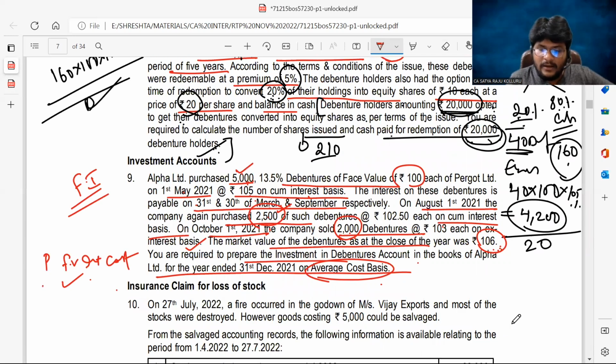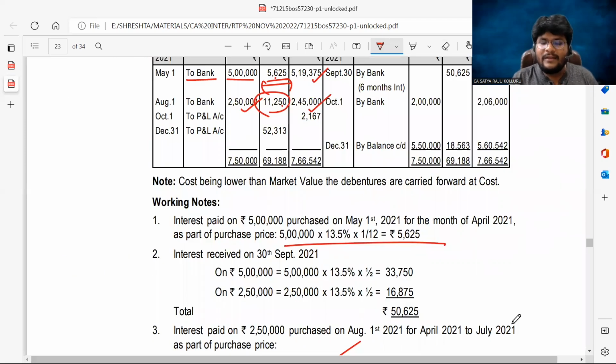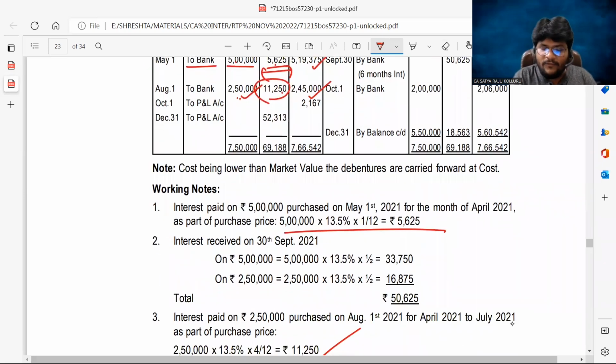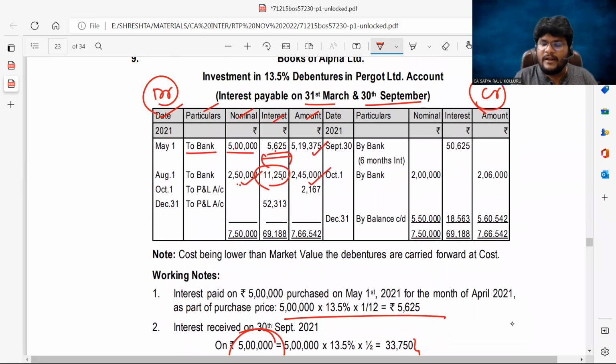In chronological order, as on 30th September, you may get the interest. Now you are getting the interest on both the lots, 5 lakhs plus 2,50,000, which was 7,50,000 into 13.5% into 6 by 12, which is 50,625. So there itself clearly given 5 lakhs plus 2,50,000, 7,50,000 for 6 months, interest 50,625. At the time of getting the interest, the entry is bank to interest. Under credit side, they just showed it for 6 months interest.